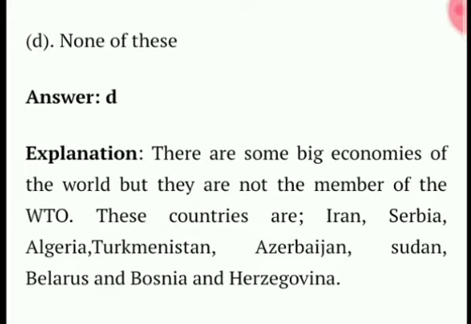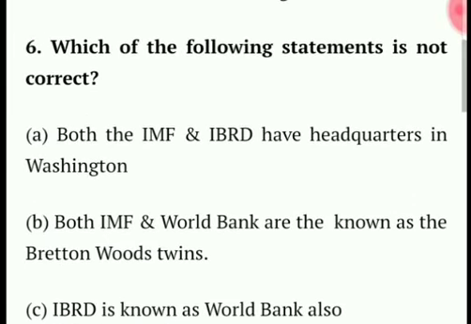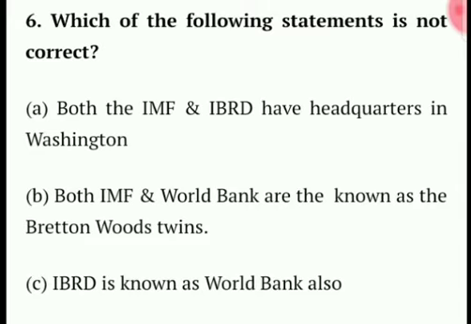Let me read it again for you. That is Iran, Serbia, Algeria, Turkmenistan, Azerbaijan, Sudan, Belarus, Bosnia and Herzegovina. So these are not members of WTO, and there are 164 countries, I have already told you. Now which of the following statements is not correct? You have to find out which of the following statements is not correct.